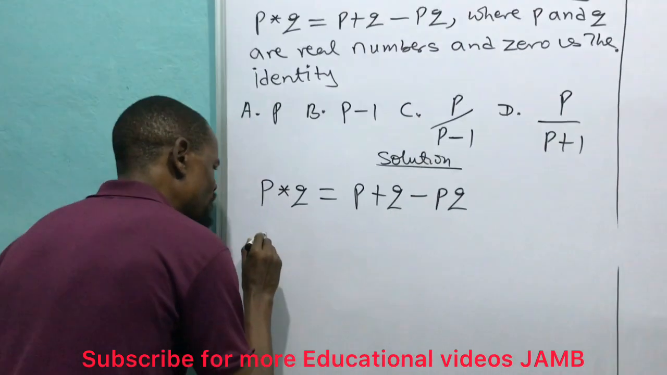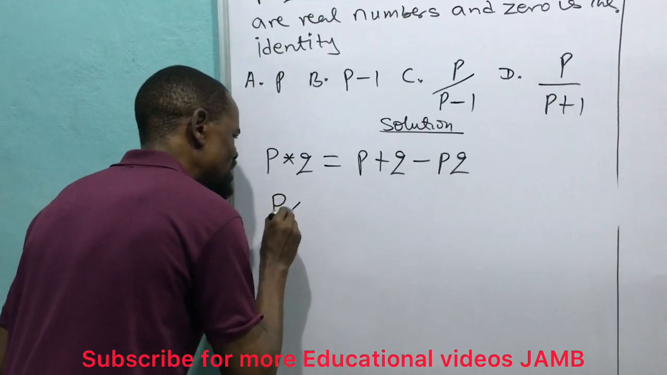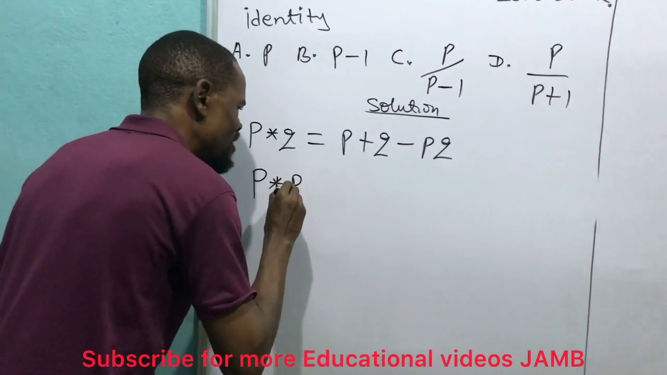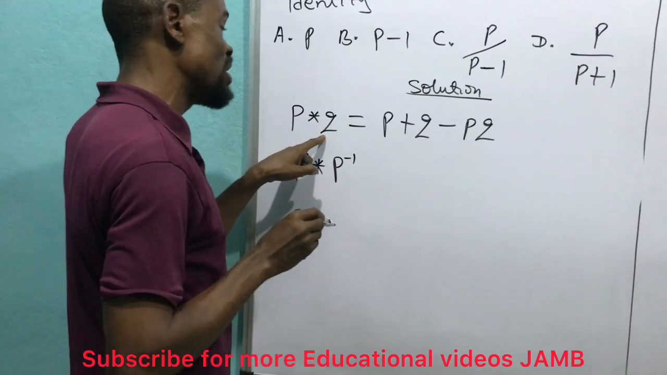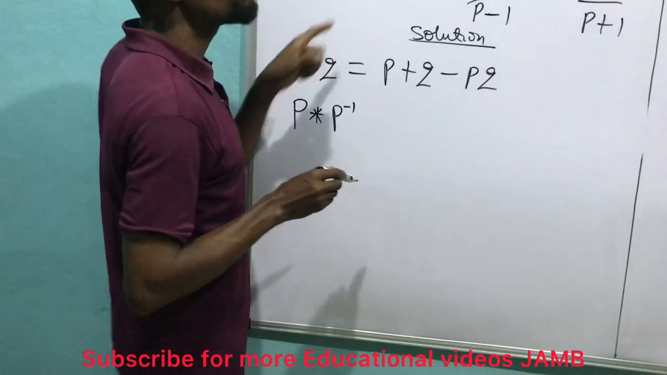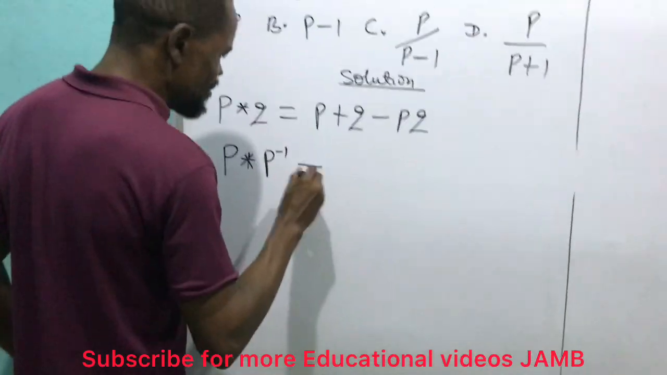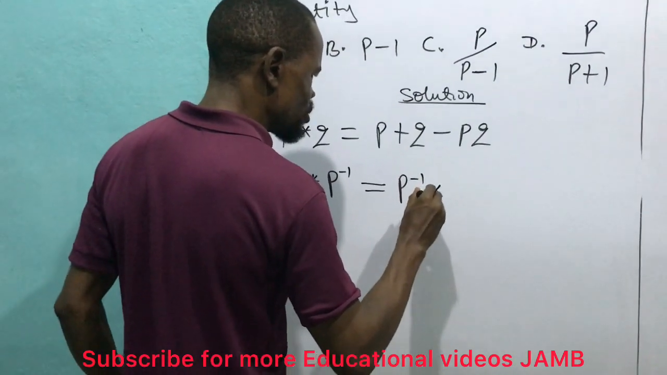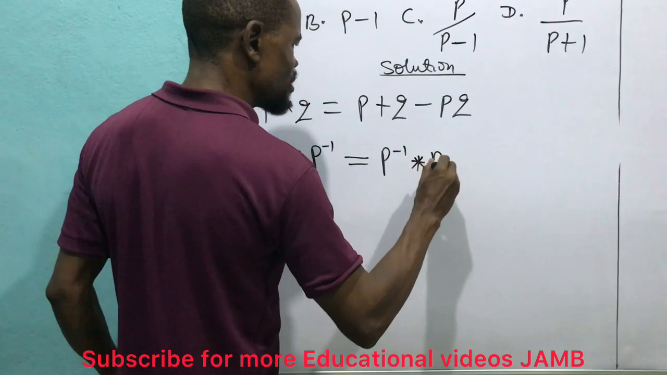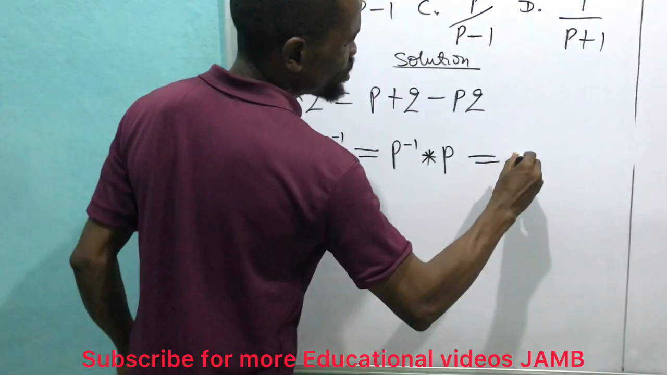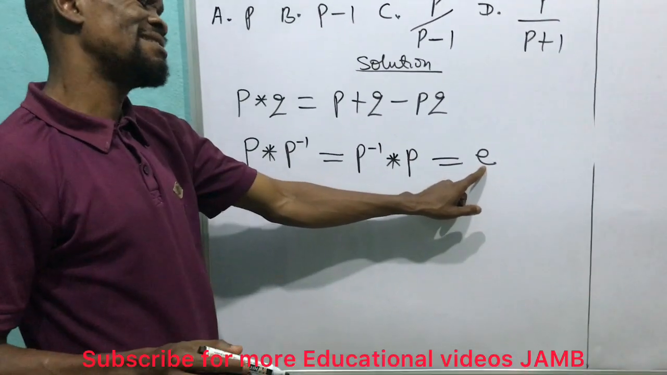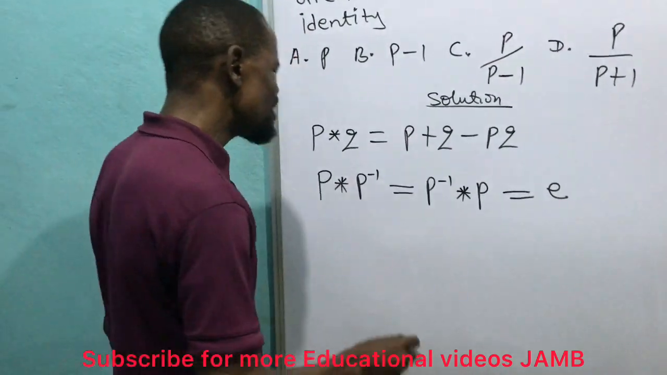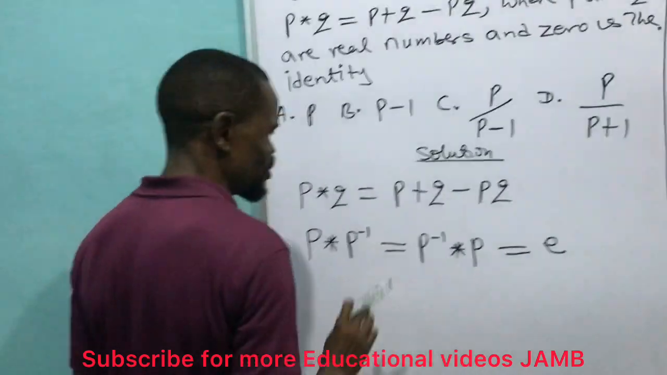Look at what I mean. If I say this is the same thing as this, and what times the inverse, which is the inverse of P, that's the inverse of P we are looking for. This being the inverse of P, then this is the same thing as the inverse of P times the operation, which is the star operation, times P. And this is the same thing as the identity element. This is what we use to represent the identity element, E. And they told us that this identity element is equal to 0.